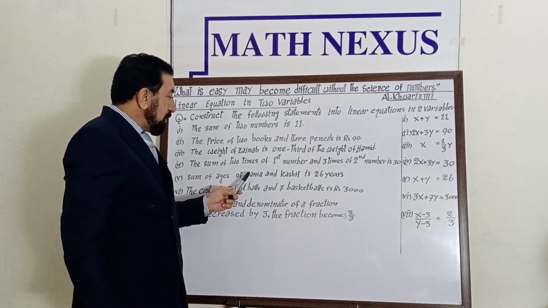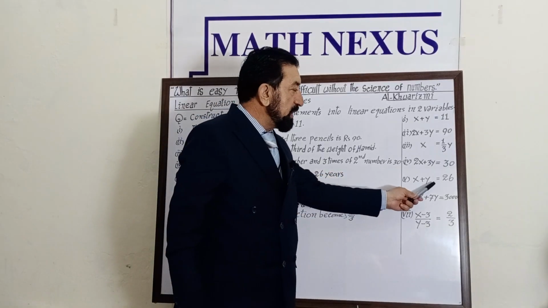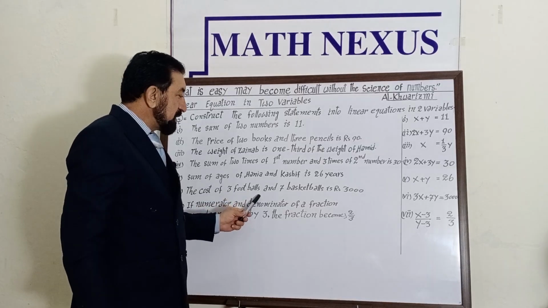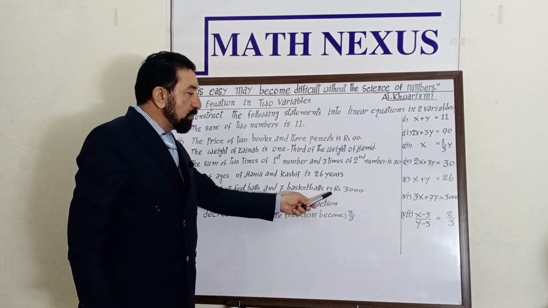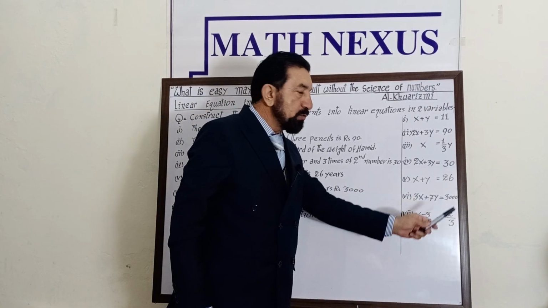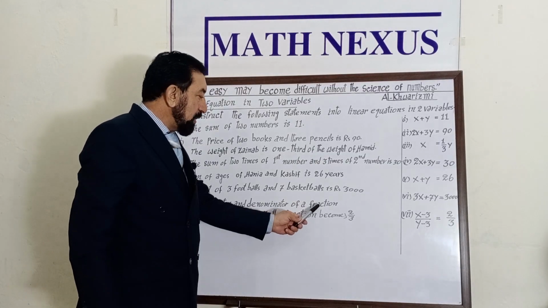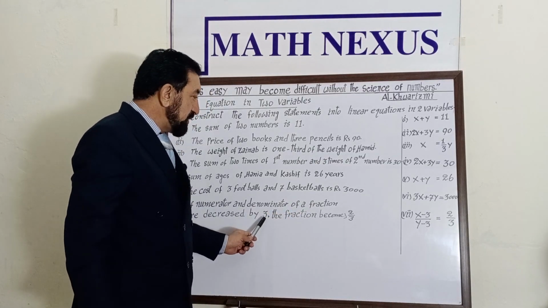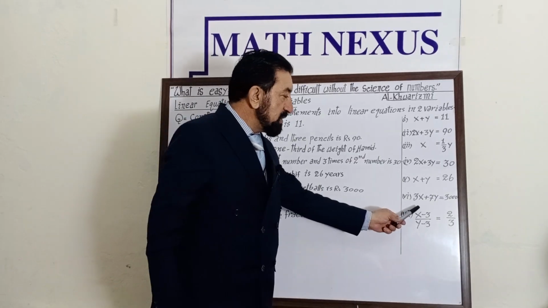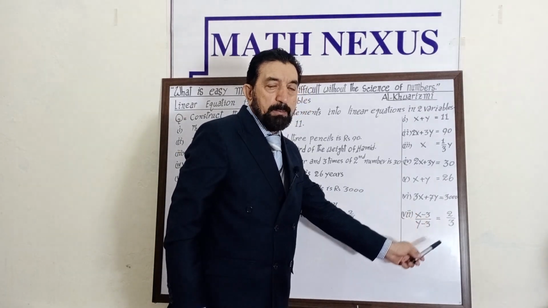Sum of ages of Hanya and Kashif is 26 years. X plus y equal to 26. The cost of 3 footballs and 7 basketballs is rupees 3000. 3 balls, 7 basketballs equal to 3000. If numerator and denominator of a fraction are decreased by 3, the fraction becomes 2 upon 3. This is numerator, this is denominator equal to the fraction 2 upon 3.